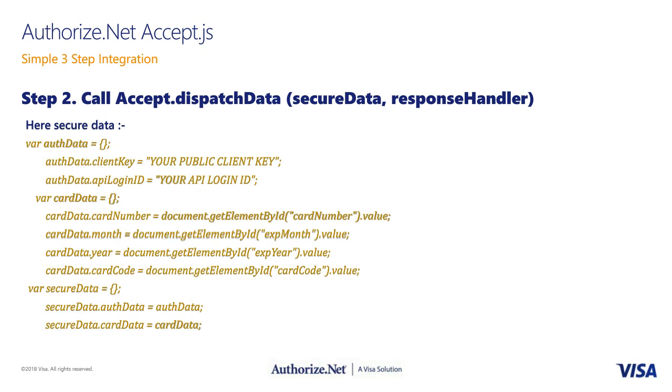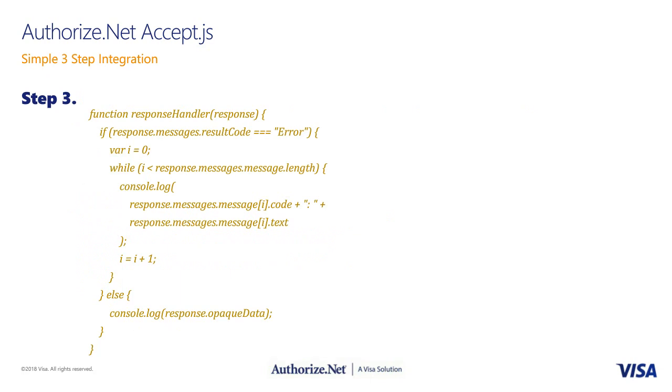The third step is handling the response. Here you must create a JavaScript function to handle the response from Authorize.net AcceptJS. This function will receive an object containing the request status as well as the payment token. The messages block of the response identifies the result of your request for tokenization through AcceptJS. The result code element will have a status of either OK or error, while the message code and text will provide more meaningful details in the case of an error.